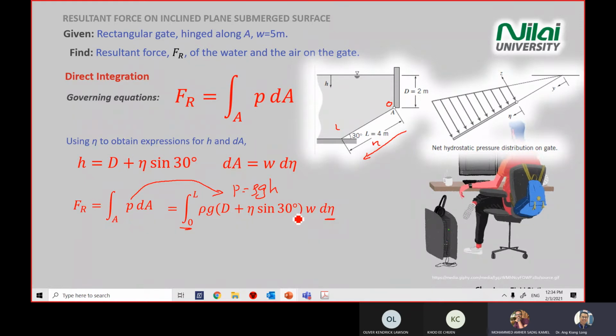Can you explain again the dA equal WDN? Which one? dA equal WDN. Oh, you mean this one? Yeah. You don't understand, or you don't understand this one? Yeah. Okay.